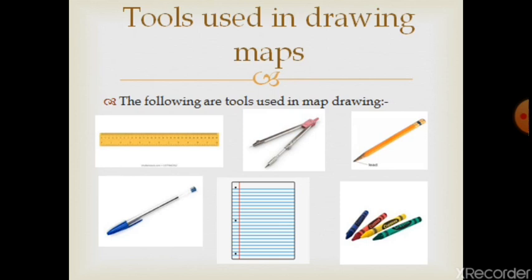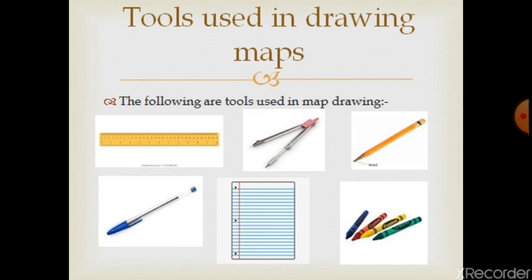Okay, very nice. What is that? What is the name of that equipment? And the second one? What's the name of that equipment? Wow, good. That is a pair of divider. The first one we've seen, that is a ruler. And the second one is a pair of divider. Here, the next one from the pair of divider?